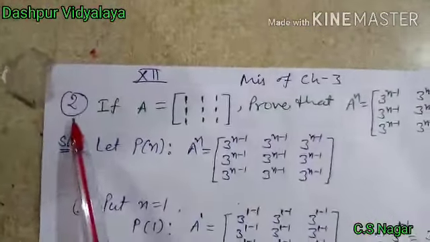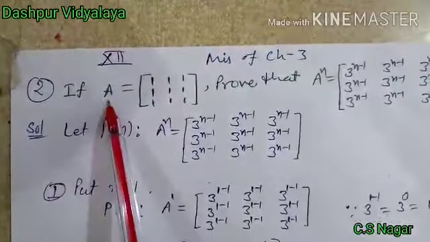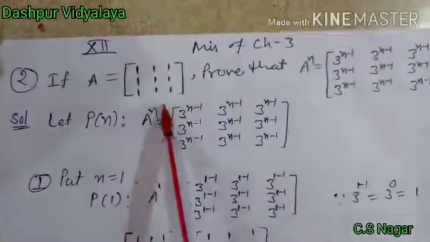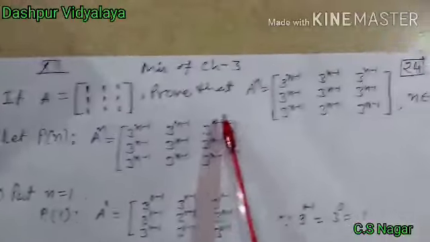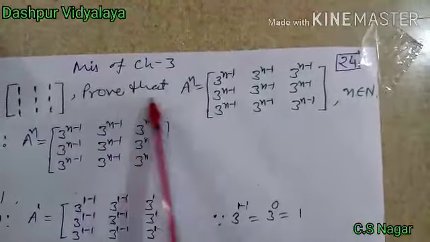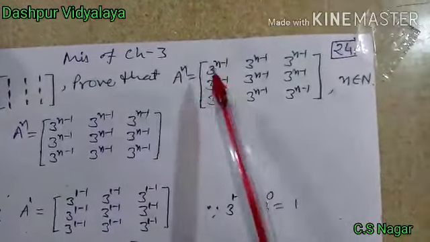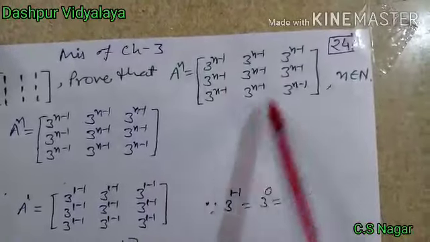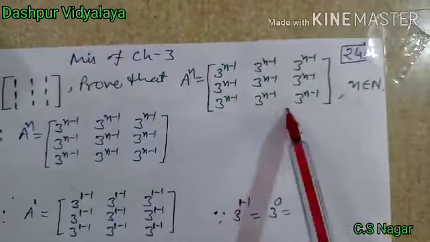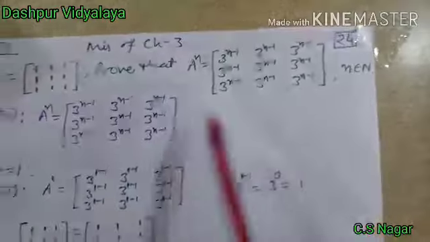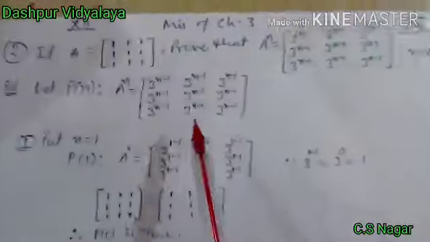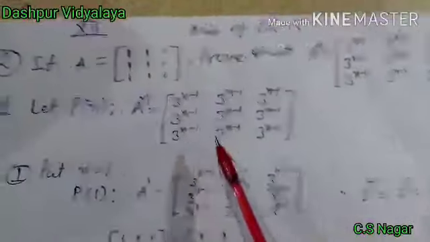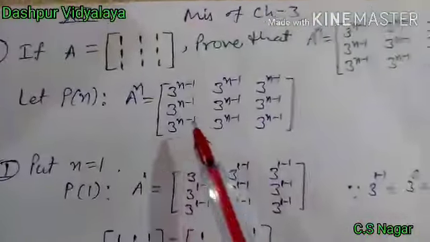Now question number second. If matrix A is equal to 1 1 1, all elements are 1, a 3 by 3 matrix, prove that A to the power n is 3 to the power n minus 1, all the elements are same, 3 to the power n minus 1, and n is a natural number. So once again we will also do by PMI, principle of mathematical induction.